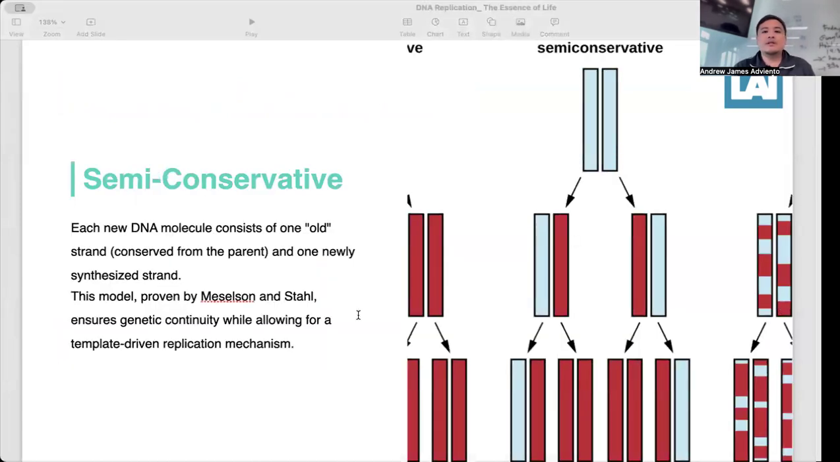Next is the semi-conservative nature. This is a key term in your exam. Semi-conservative means we do not print a brand new double helix from scratch. Instead, we unzip the old one and build a new partner for each half. So every new DNA molecule is actually half old and half new, and this keeps the genetic line consistent.